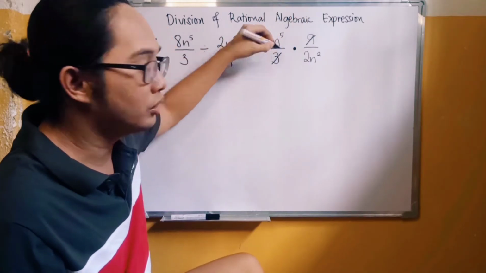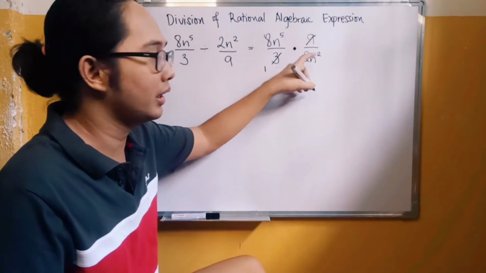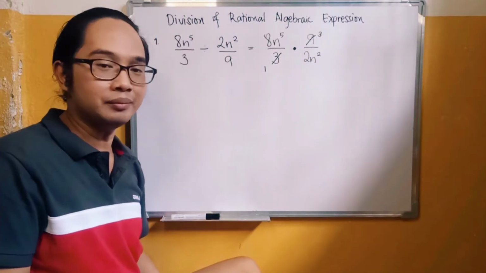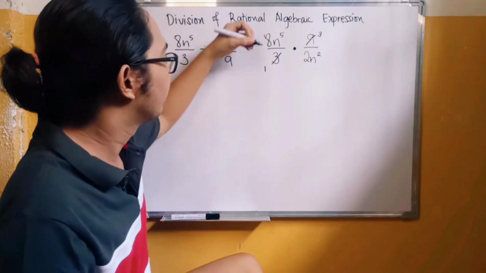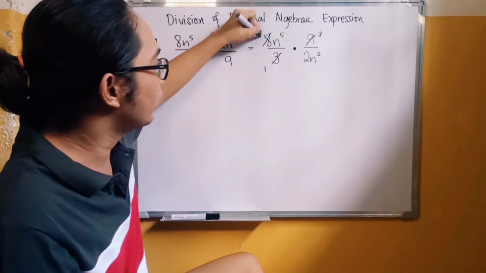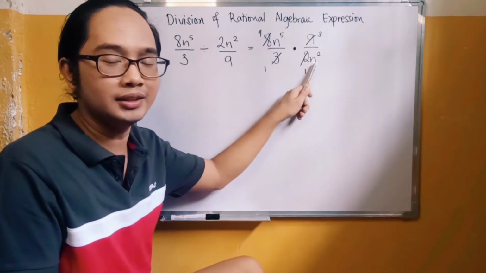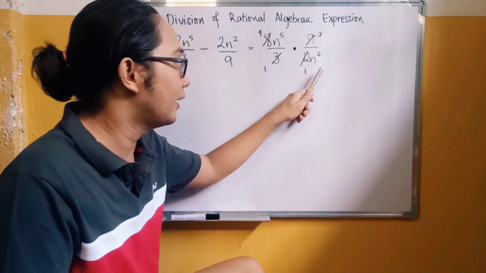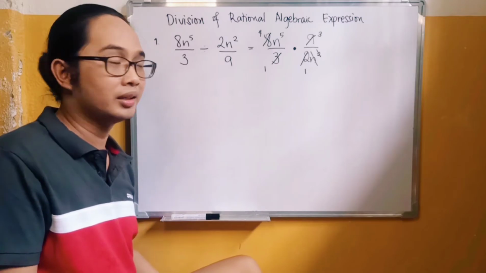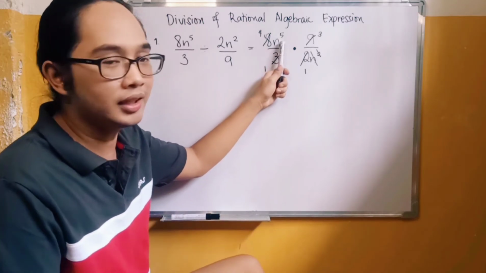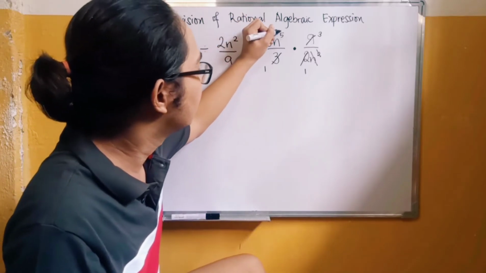9 and 3 are both divisible by 3. 3 divided by 3 is 1 and 9 divided by 3 is 3. Aside from that, 8 and 2 are also divisible by 2. 8 divided by 2 is 4 and 2 divided by 2 is 1. N raised to 5 and n squared, it can be simplified. Mawawala na dito si n squared, maka-cancel na siya, i-considered as 1, and then ma-minusan natin si n raised to 5 ng 2. So 5 minus 2, it will become 3.